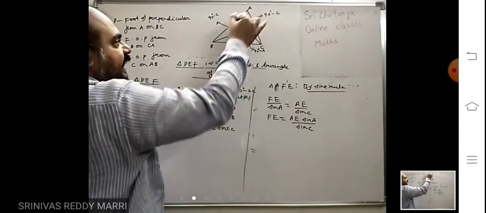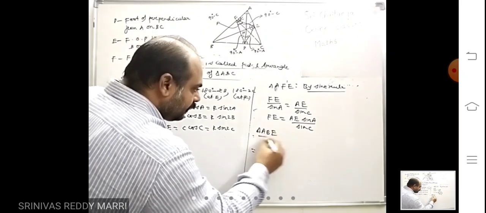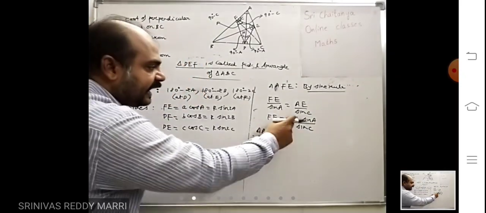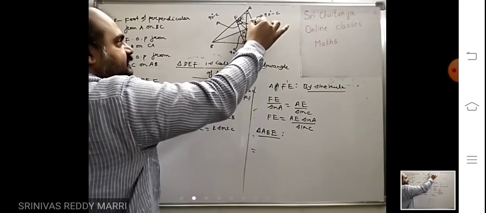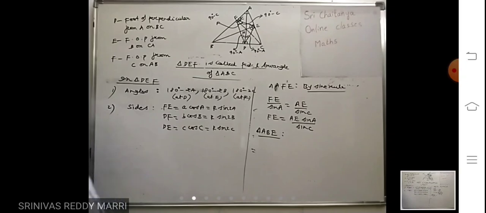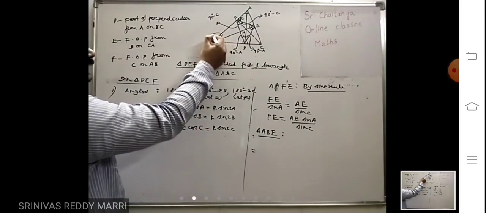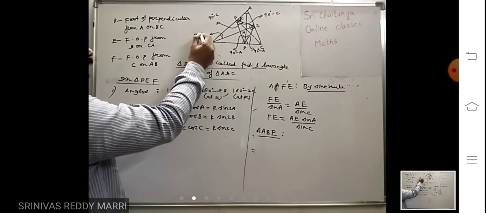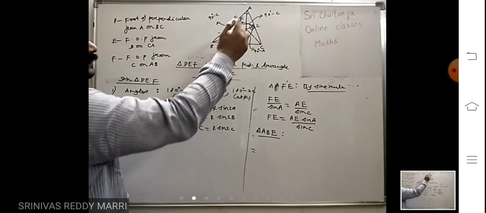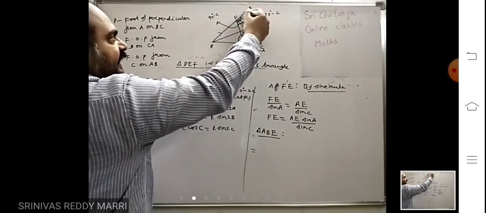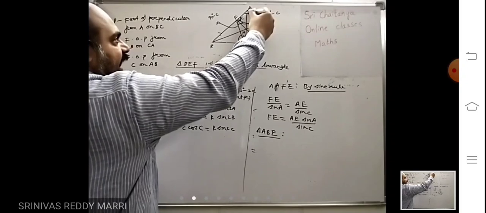Now look at triangle ABE. I am taking triangle ABE to calculate AE. Triangle ABE is a right angle triangle. This is 90 degrees. So this angle will be 90 minus A, I have told already. No need of that angle. This is angle A only.